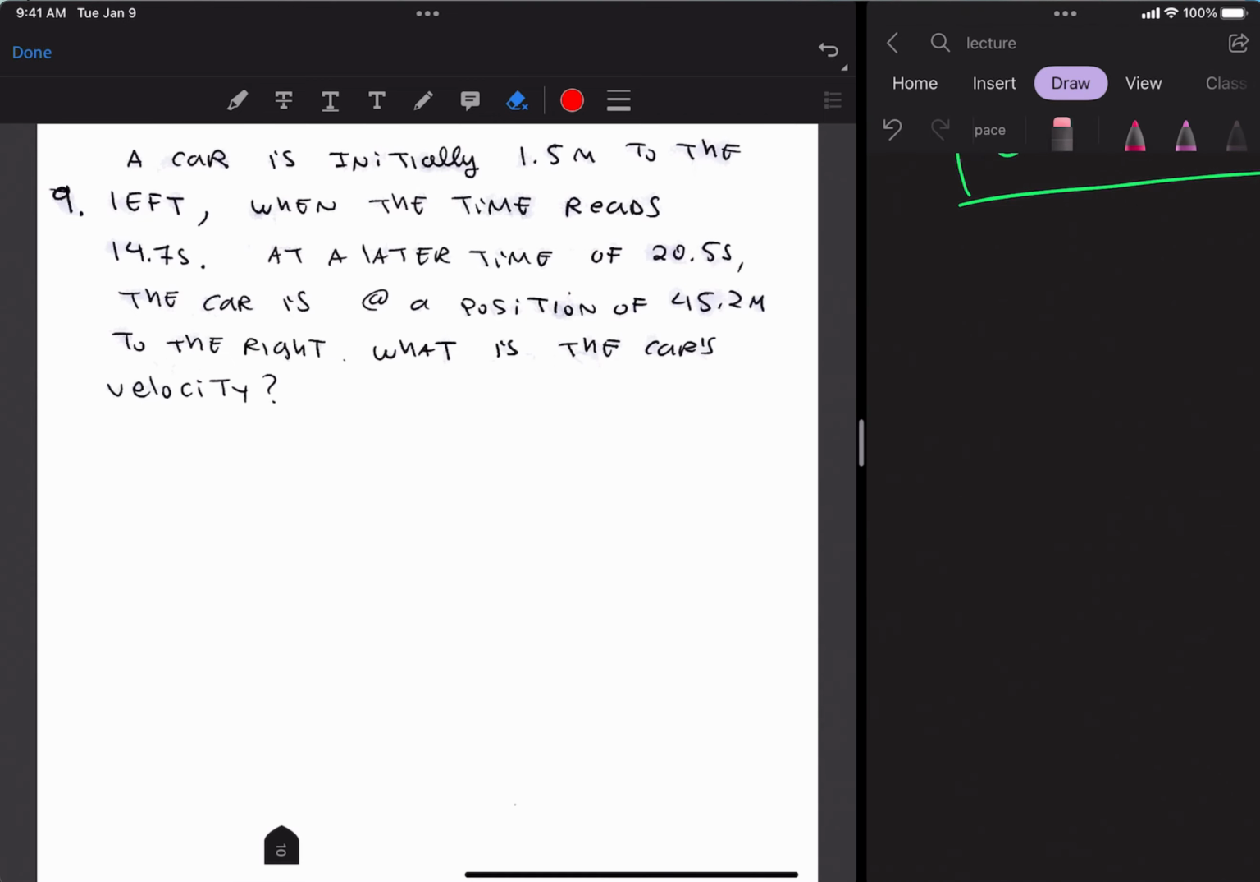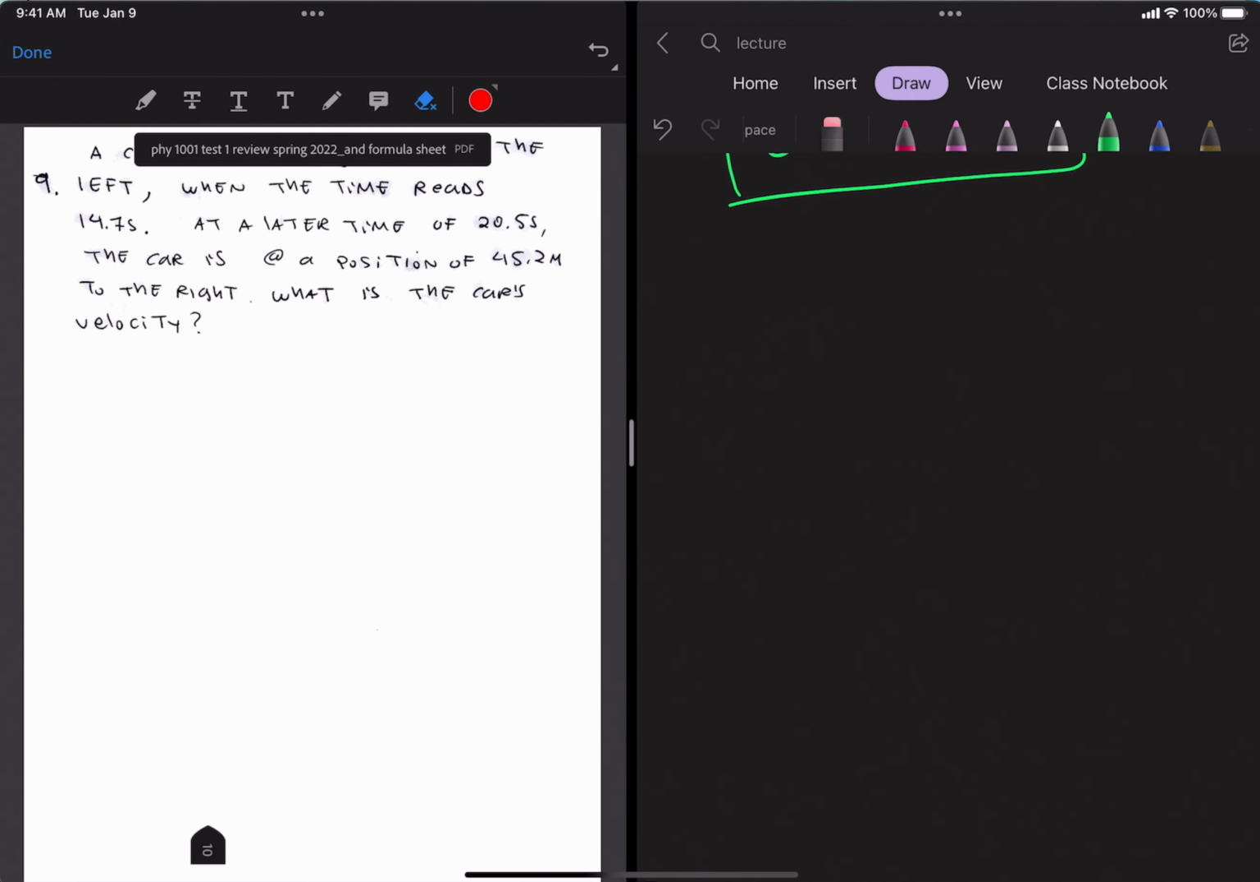The next question says a car is initially 1.5 meters to the left when the time reads 14.7 seconds. At a later time of 20.5 seconds, the car is at a position of 45.2 meters to the right. Find the car's velocity. So go ahead and pause, try to solve this, and when you're ready, unpause. Alright, so let's see how to solve this one.